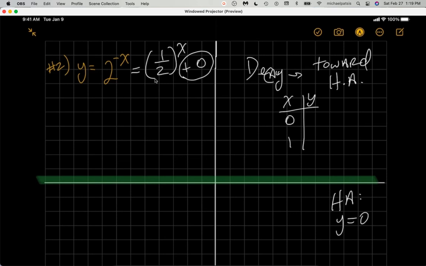We are now going to plot our points. We're going to choose x equals 0 and x equals 1. And when we do that, we get y equals 1 and y equals 1/2. Our points are going to be (0, 1) and (1, 1/2). So as we move from left to right, our graph is indeed going to approach the horizontal asymptote.